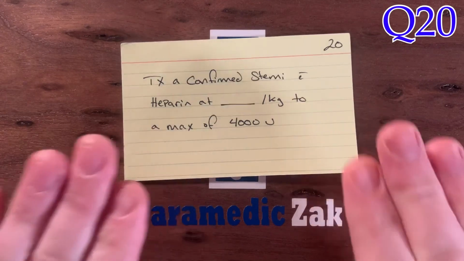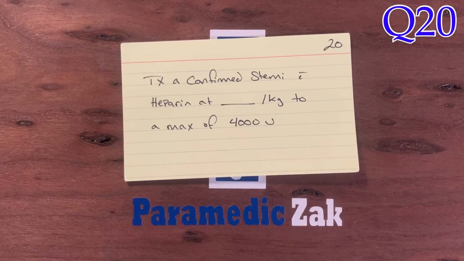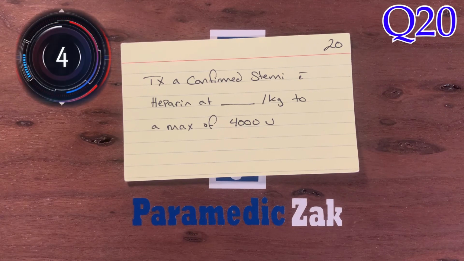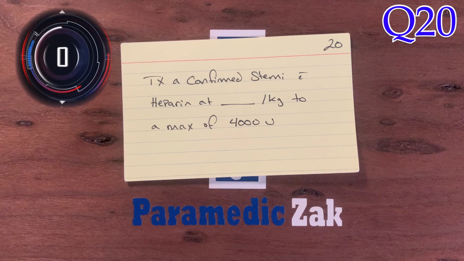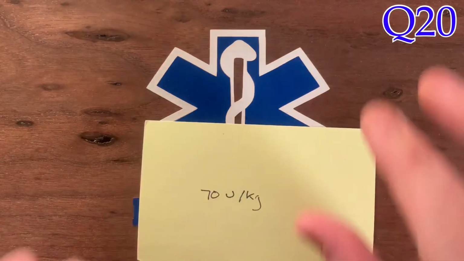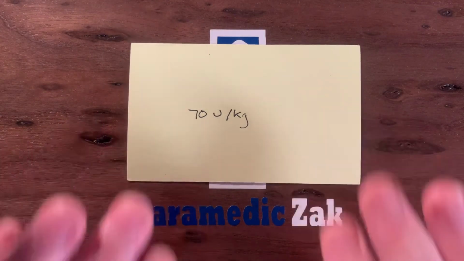When treating a confirmed STEMI, deliver heparin at a dose of blank units per kilogram to a maximum of 4,000 units. So you're going to treat your STEMI patients with heparin at a dose of 70 units per kilogram.